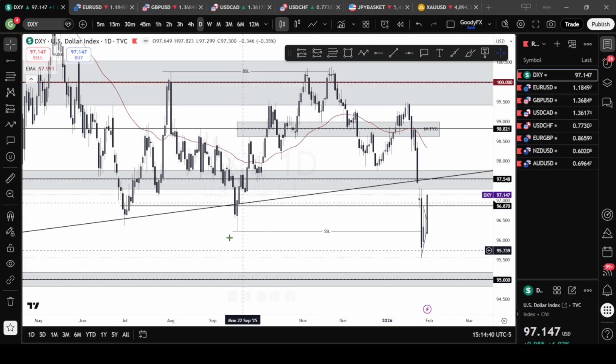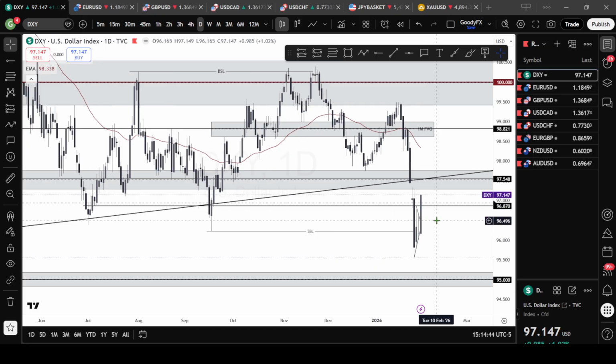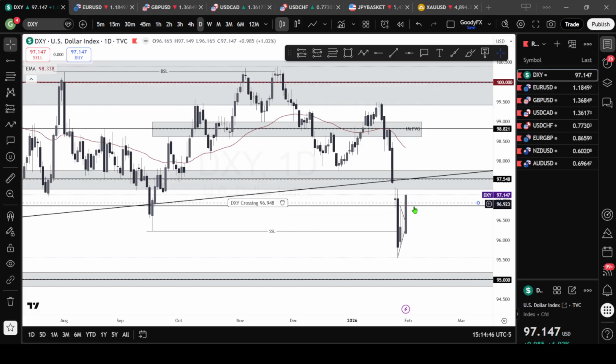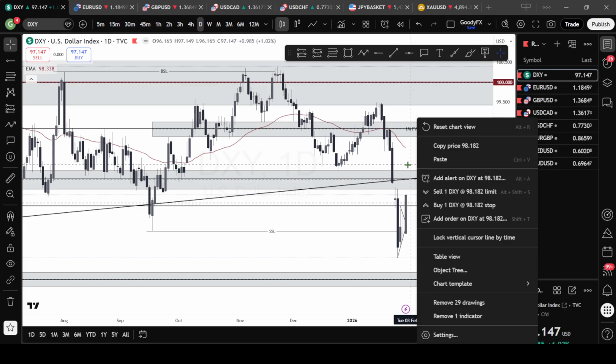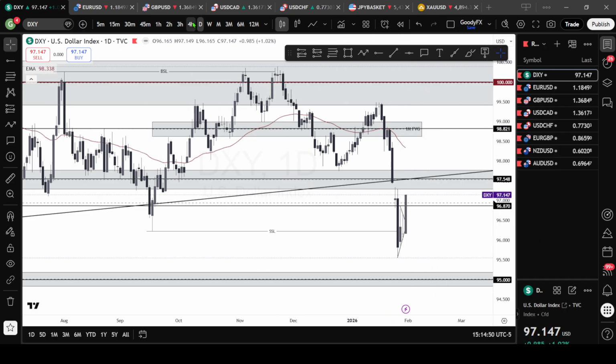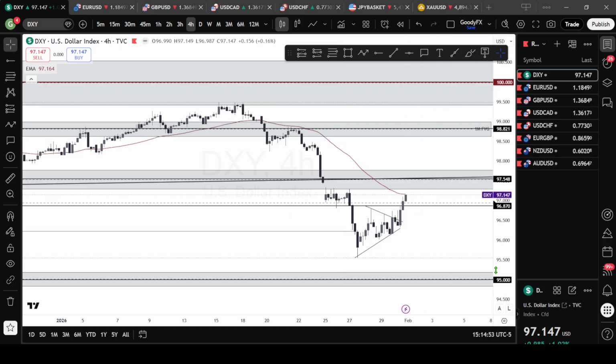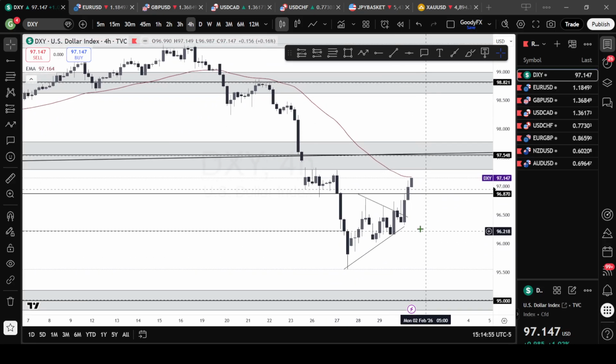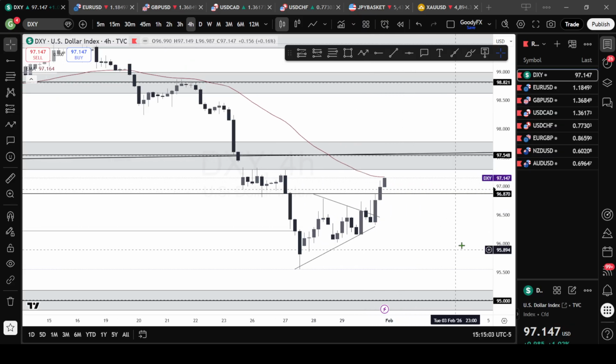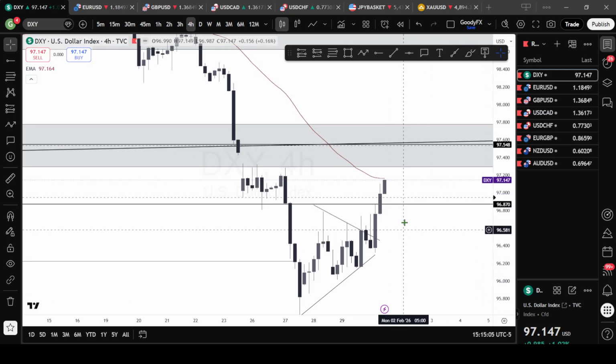So you can see the same thing happened here, and what I'm expecting is for price to reverse back down to this level to continue higher. So let me go down to the 4-hour time frame. We had this consolidation inside this triangle, and eventually it broke out of it. So what am I expecting this week?